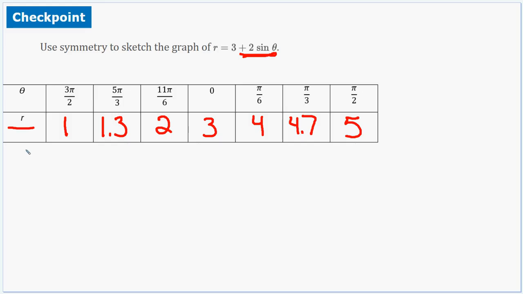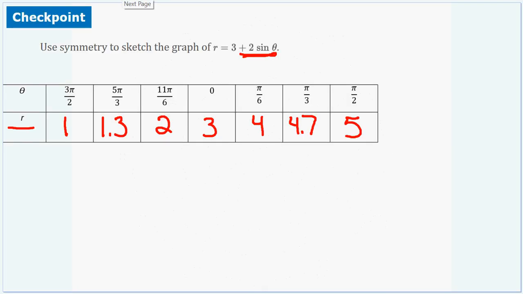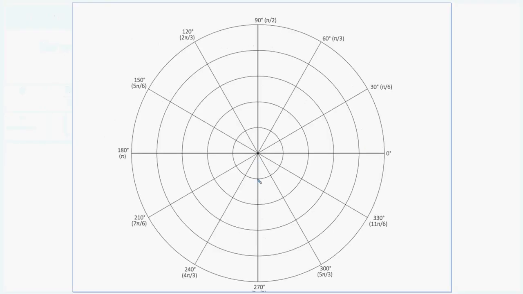And let's put some of these points together. So at 3/2 pi, we're positive 1. 3/2 pi is straight down, so that's positive 1. At pi over 2, 5, in this case, again, we're going to be symmetric to the y-axis. We are on the y-axis, so there is no symmetry to that point. At 5/3 pi, it was 1.3. Here is 5/3 pi. 1 1/3 would put us about there.